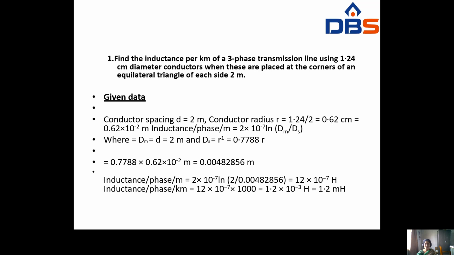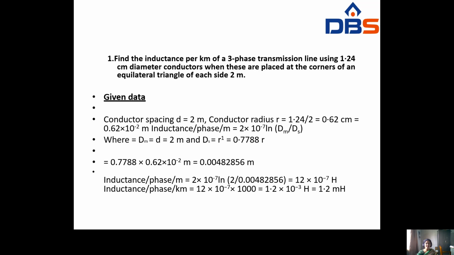So minus 3 means milli. So finally you can get the inductance per phase per kilometer value as 1.2 milli Henries. Here the problem is asking to find the inductance per kilometer of a three-phase transmission line. That's why you write inductance per phase per kilometer equal to 1.2 milli Henries. So this is the solution for this problem.